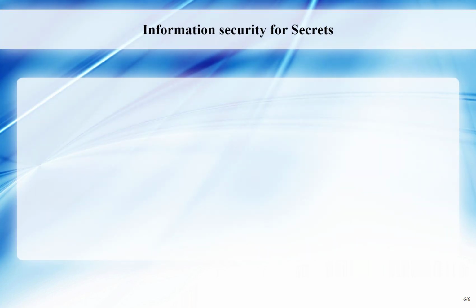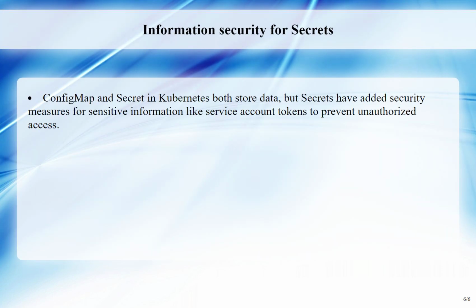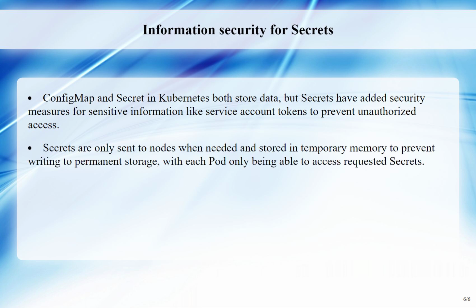Information security for secrets. ConfigMap and Secret in Kubernetes are similar, but secrets have additional protections since they often hold sensitive information like service account tokens. This data can cause issues if accessed by unauthorized apps. Secrets are only sent to a node if a pod on that node requires it, and they are stored in a tmpfs by the kubelet to avoid writing them to durable storage. Each pod can only access the secrets it requests, and containers require explicit definition of environment variables or volumes to access any other secret.